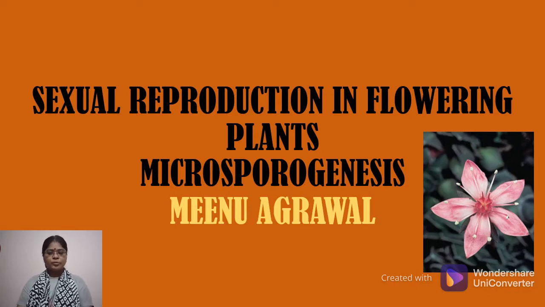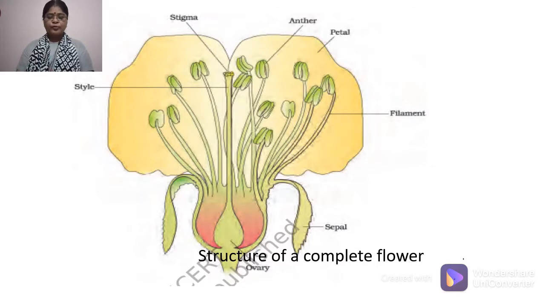This is MEENU AGRAWAL. Today's topic is sexual reproduction in flowering plants, and in that it will be divided into many sections. So today's topic is microsporogenesis. Before moving to microsporogenesis, let's look at the general structure of a flower. What are the different parts of a flower? It's just a quick review for you, as you already know about it at this stage.